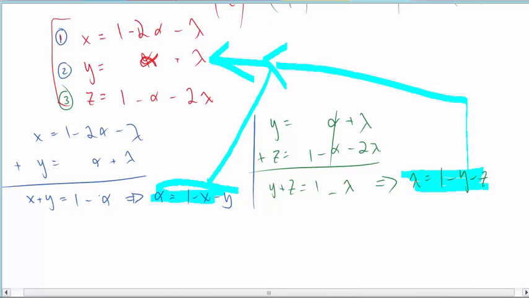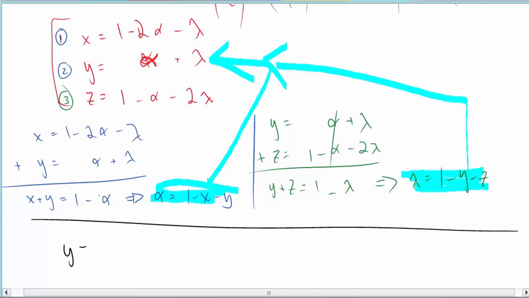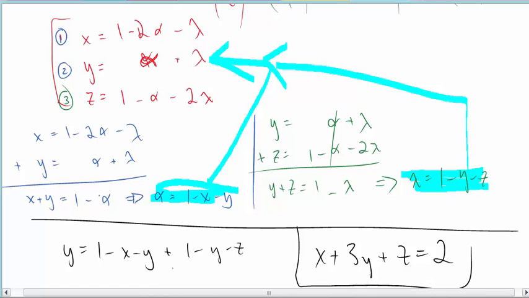All right, I am going to substitute into equation 2 simply because it says y is equal to alpha plus lambda. It's less work, more efficient. That's what I'm all about. So y equals alpha plus lambda. And collecting like terms, moving all of my variables to one side, my constants to the other, we get x plus 3y plus z equals 2. Whew. There is the Cartesian form. And maybe you're saying, gosh, I sure hope there's a shorter way of doing this. And there actually is.